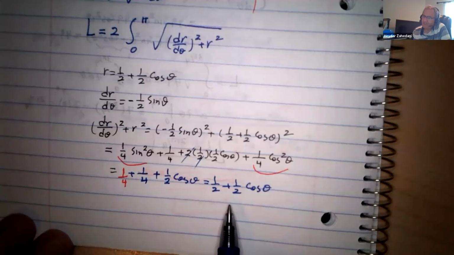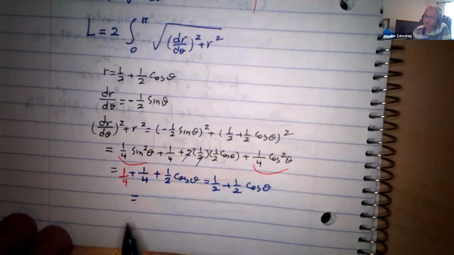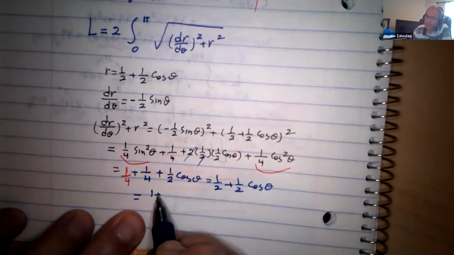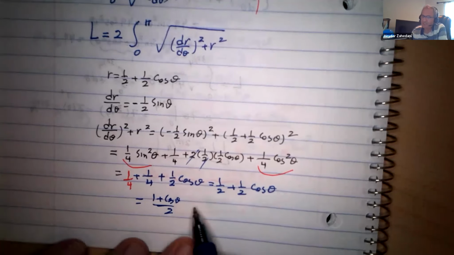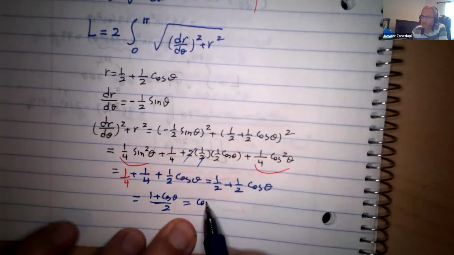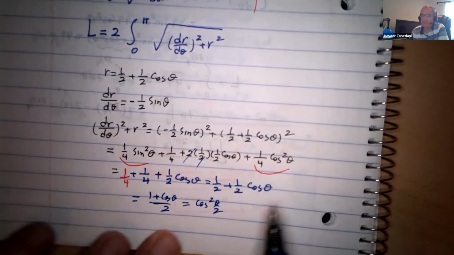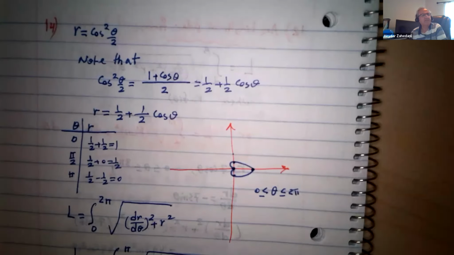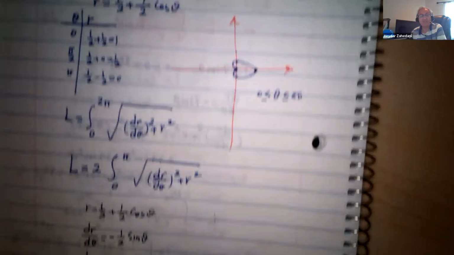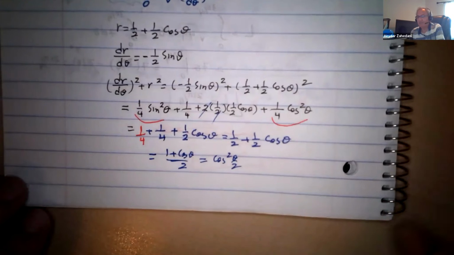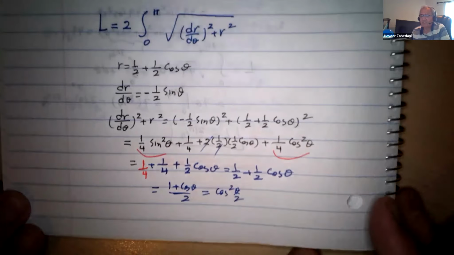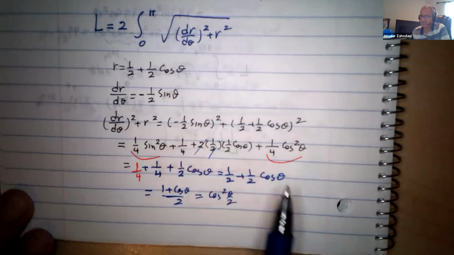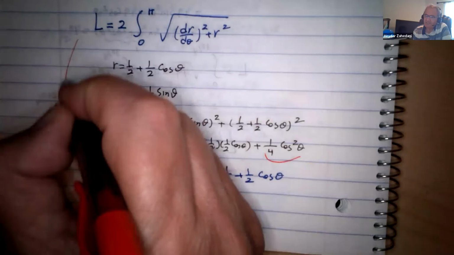Now, this is going to be like the original one that we did, which is (1 + cos θ)/2. Since you want to take the square root, remember that this is going to be cosine squared of θ/2, again, the original one. That's the point about the cardioid. Otherwise, because you have to take the square root to integrate it, be careful of these tricks. So that's it.